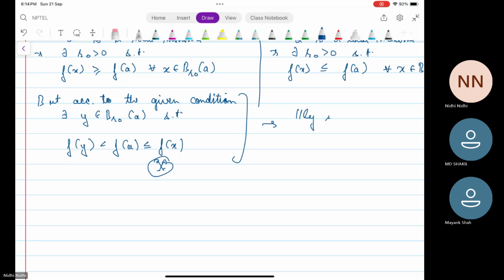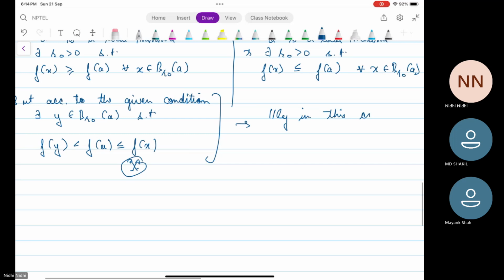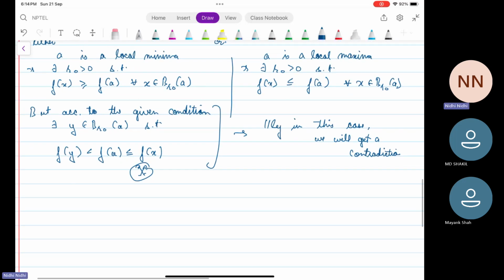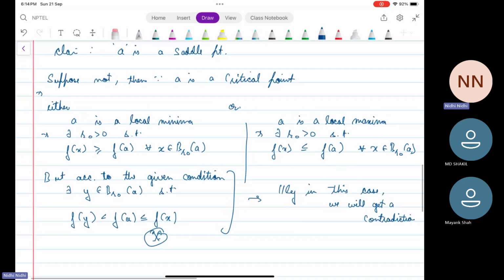Similarly, in this case, we will get a contradiction. Hence, A is a saddle point.